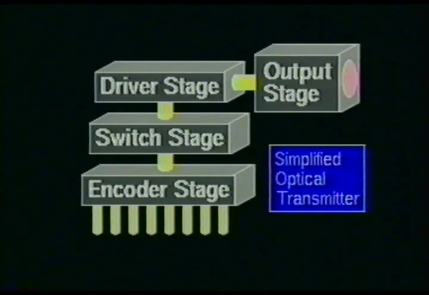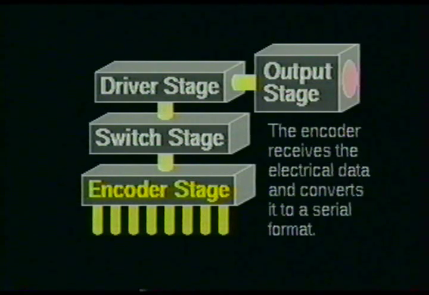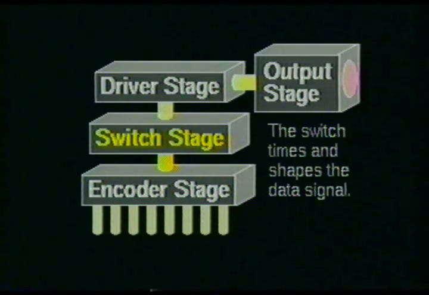Here you see a simplified transmitting device. Notice that it contains an encoder stage, a switching stage, a driver stage, and an output stage. We will examine each of these stages one at a time. The encoder stage receives the incoming electrical data and converts it into a serial data format. The information, or data, is still in electrical form at this point. The serial data is then fed into the switching stage for further processing.